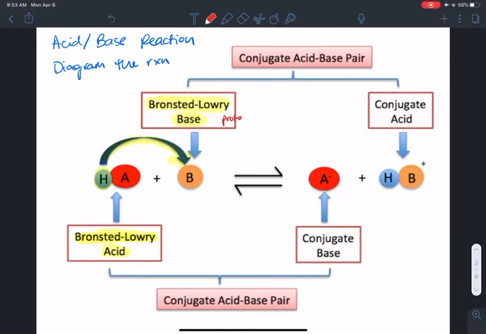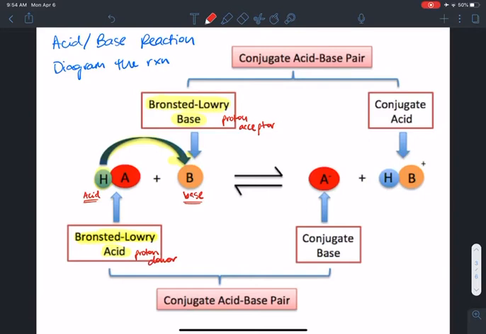So proton acceptor, proton donor. Okay, so here we have our acid, here we have our base. That's part of the diagramming. So we've said what the acid is and what the base is.